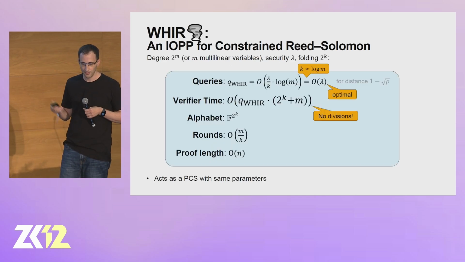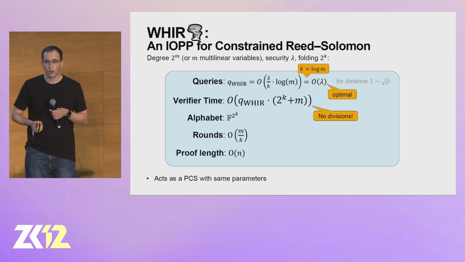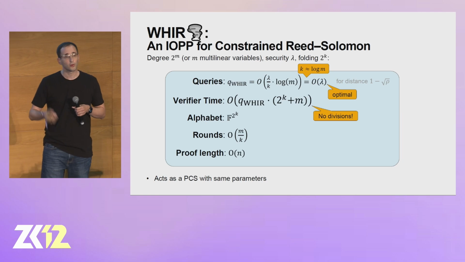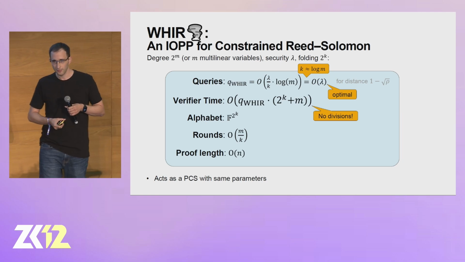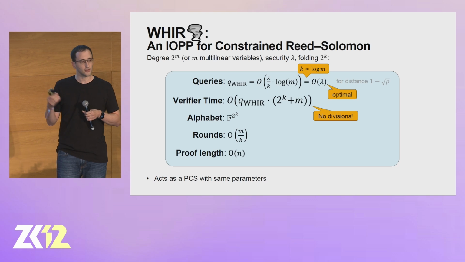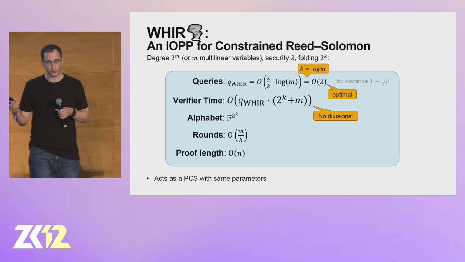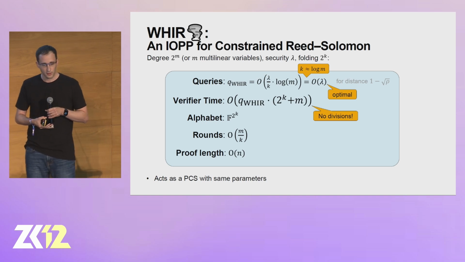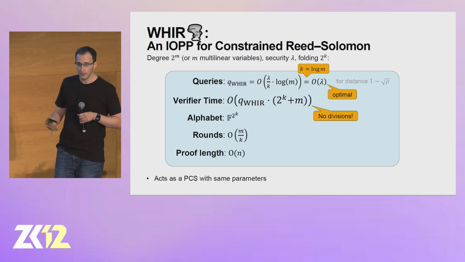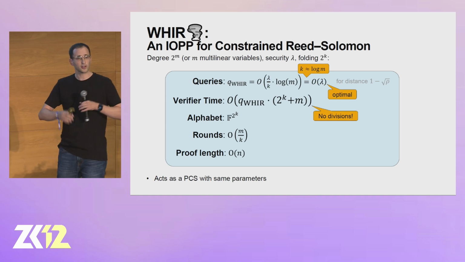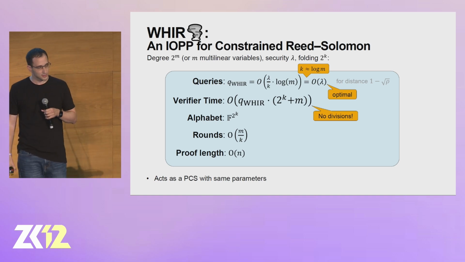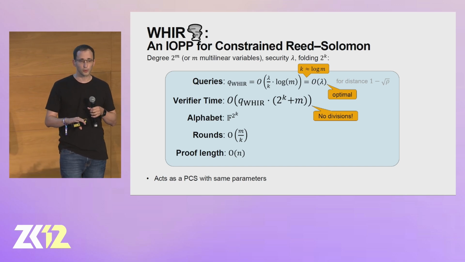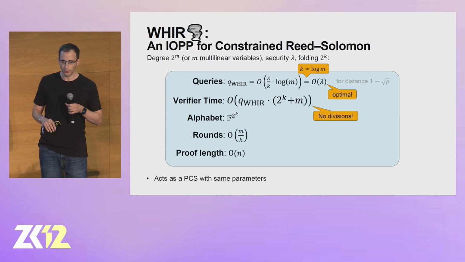Okay. So what is WHIR? WHIR is an IOPP, an IOP of proximity, for constrained Reed-Solomon codes. FRI, as you know, is an IOPP for Reed-Solomon codes, and STIR is also an IOPP for Reed-Solomon codes. WHIR is going to be an IOPP for this constrained Reed-Solomon code. Or in other words, in higher marketing words, it's a polynomial commitment scheme for either univariate or multilinear polynomials. So it works for both.